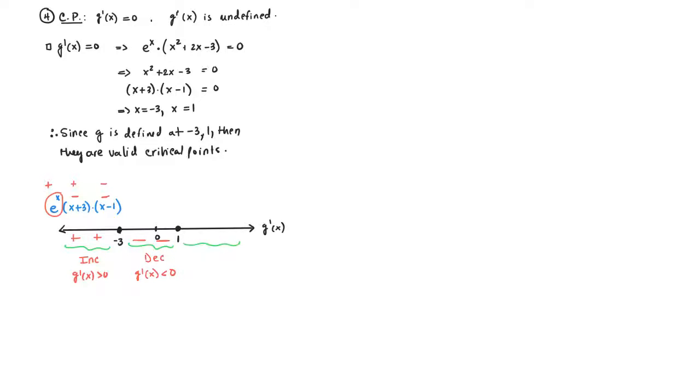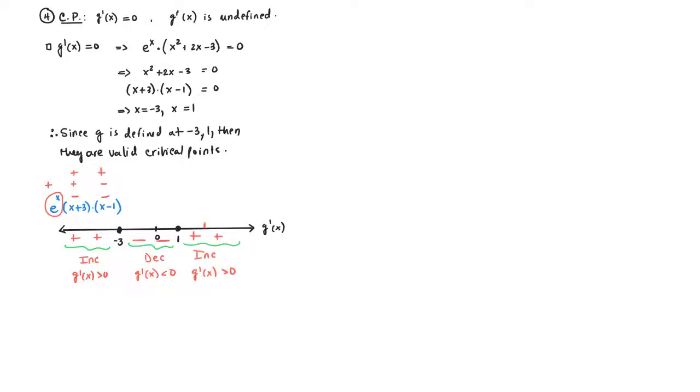Now we're going to go in this interval right here. And let's say we're going to choose 2. If we plug in 2 for x and 2 for x, we're going to have 2 plus 3, that's positive. 2 minus 1, that's positive. A positive times a positive will give us a positive derivative. That means that my graph again is going to be increasing because g prime of x is bigger than 0.